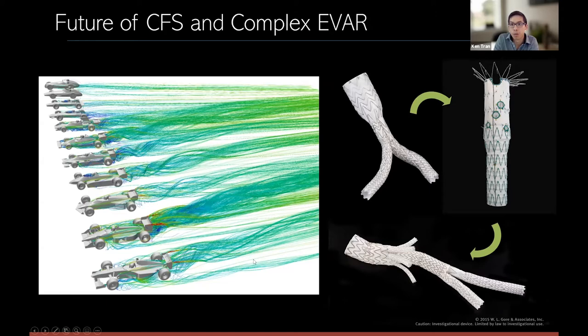And likewise, as we progress from standard bifurcated devices to four-vessel fenestrated devices to multi-branch and off-the-shelf devices, hemodynamics are bound to become more complex. And I hope that these computational methods can elucidate and increase our understanding of flow changes after complex EVAR, and hopefully one day be used to optimize graft design on a patient-specific level.